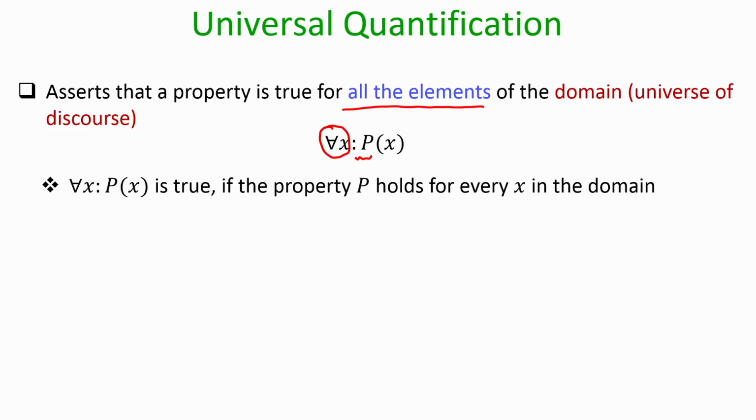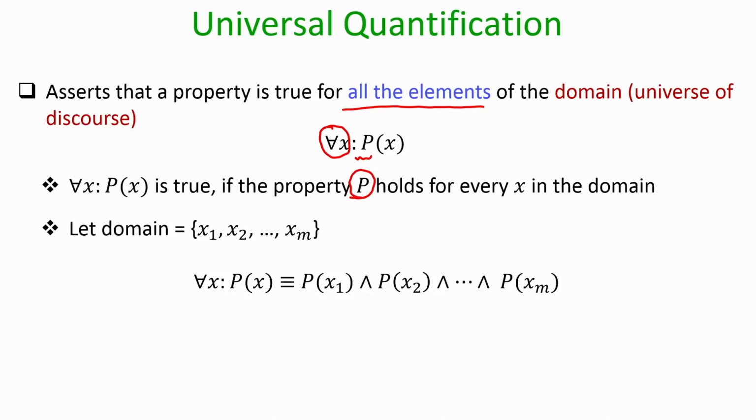Okay. So, this expression, for all x P of x, is true if the property P holds for every value x in your domain. For simplicity, assume your domain has m possible values of x. Well, your domain could be infinite as well. Say your domain could be the set of integers, because you might want to assert a property which is true for all integers. But just for simplicity, I am assuming here that my domain consists of m elements. Then the quantification for all x P of x is logically equivalent to a conjunction of m propositions, where P of x1 denotes that the property P is true for x1, P of x2 denotes that property P is true for x2 and so on, and P of xm denotes that property P is true for xm.